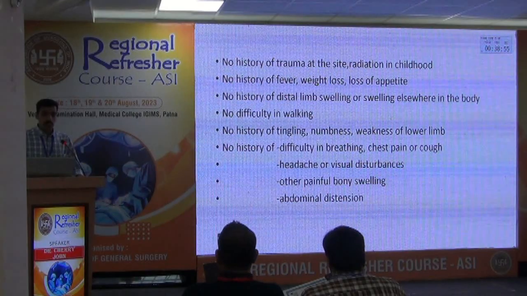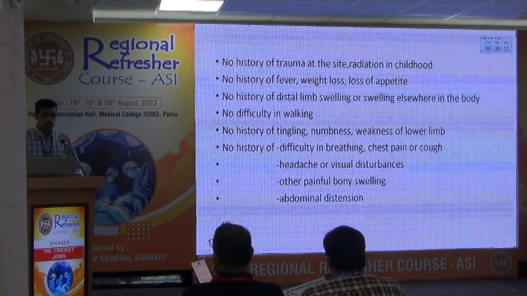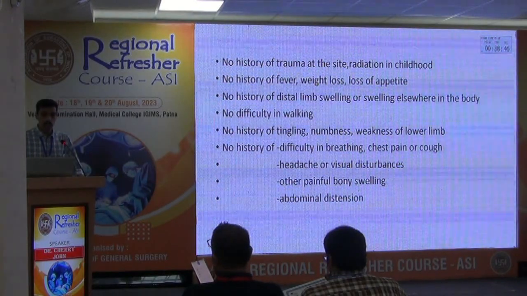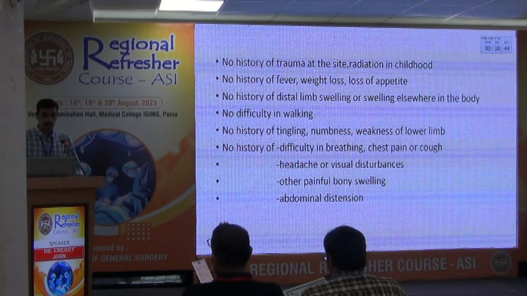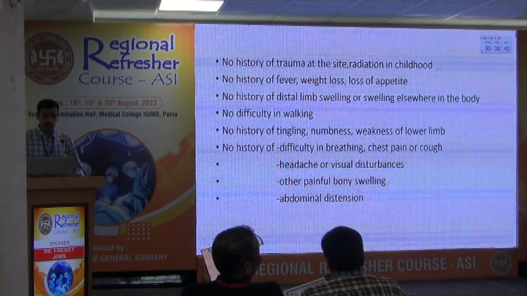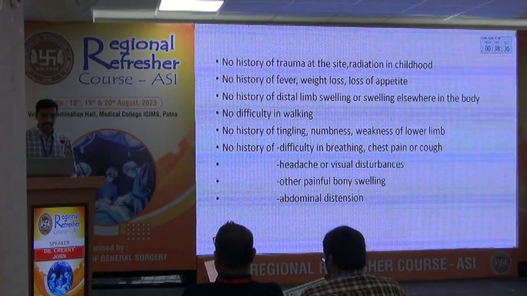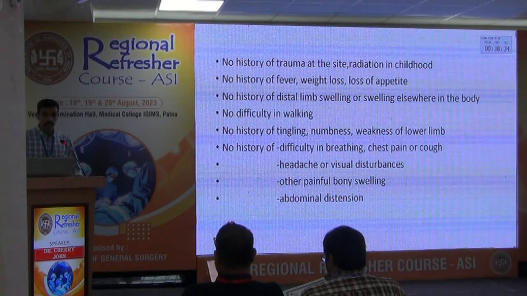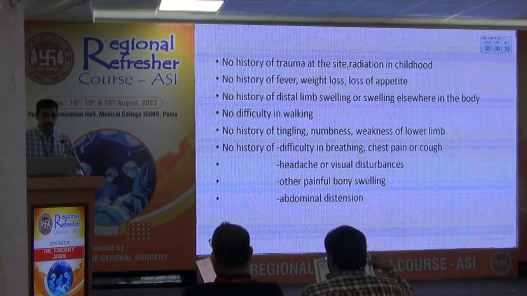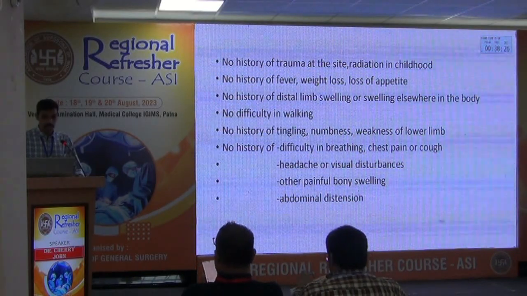There is no history of trauma at the site, no history of any childhood radiation, no history of fever, weight loss, loss of appetite, no history of distal limb swelling or swelling elsewhere in the body, no difficulty in walking, no history of tingling, numbness or weakness of the lower limb, no history of any distant metastasis like difficulty in breathing, chest pain or cough, headache or visual disturbances, or other bony painful swellings or abdominal distension.